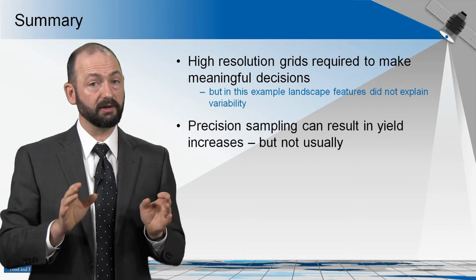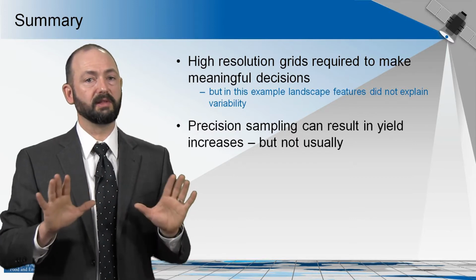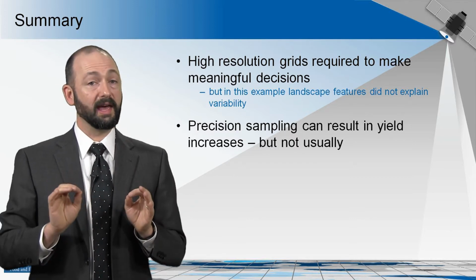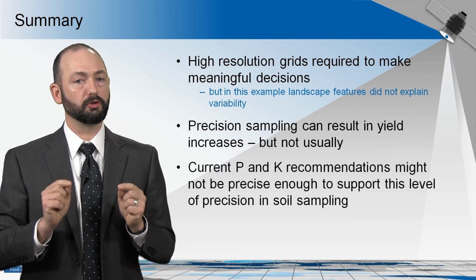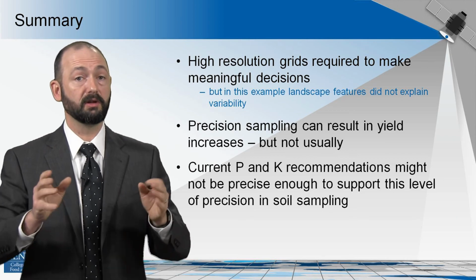Precision sampling can result in yield increases, but this is not usual. And we again have to consider that current P&K recommendations might not be precise enough to support this level of precision soil sampling.